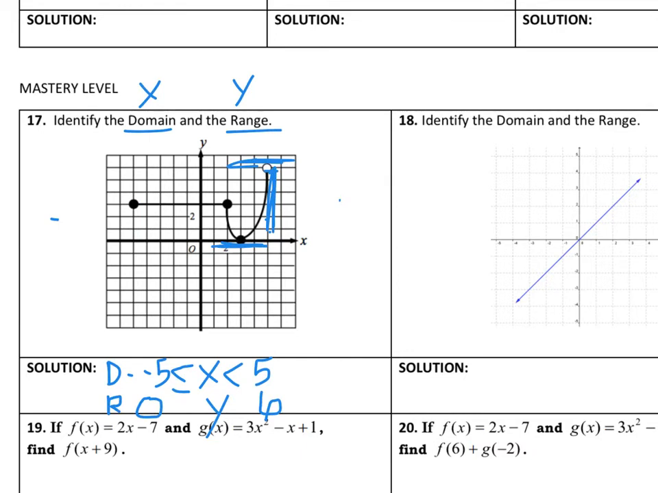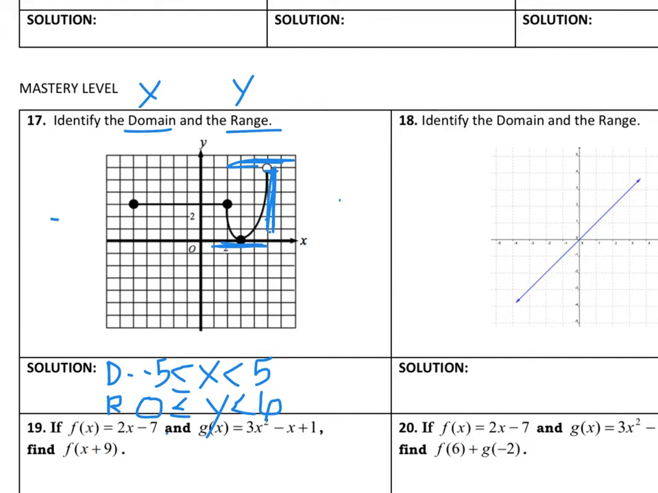So I can say that my solution is greater than or equal to 0. And as far as my 6, I can set it up this way, and notice my open circle and my closed circles. And that's why I put lines under this one, but not that one.